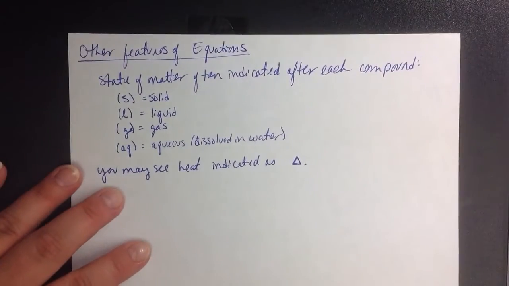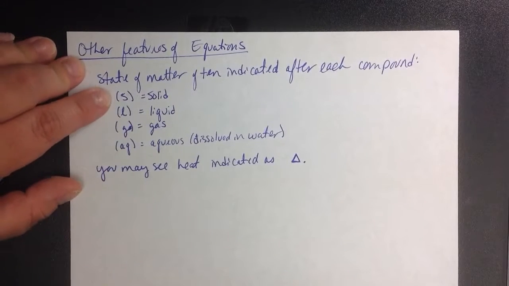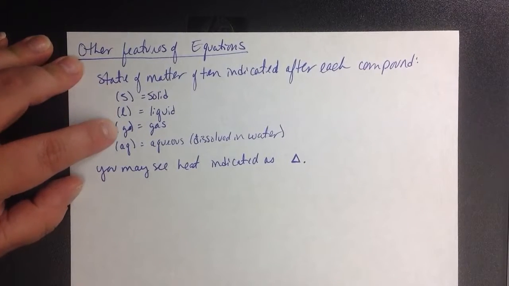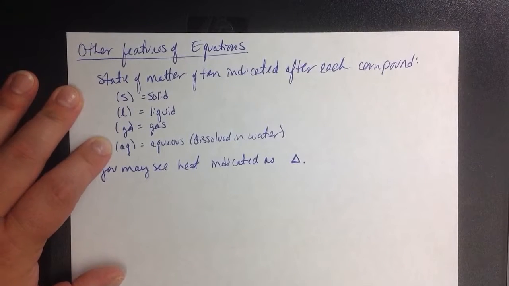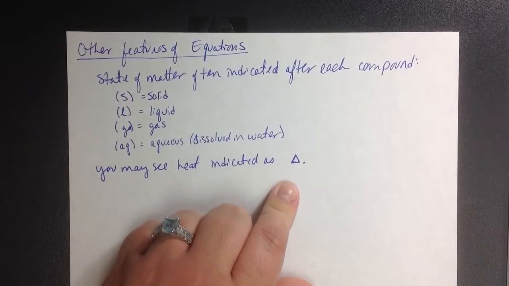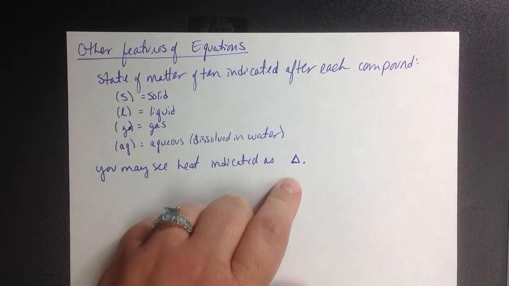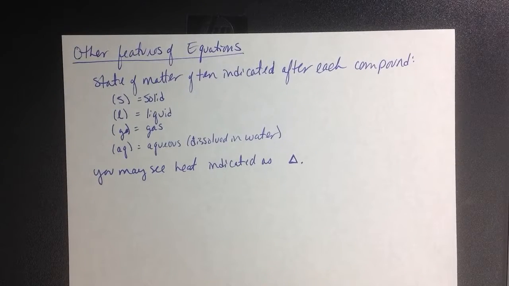Things that you also might see in different types of reactions are these designations. So S is solid, L is liquid, G is gas, and AQ means it's dissolved in water. So there's an aqueous thing. You also might see this little delta here. That means change in, or it also means heat. Either one of those is possible.